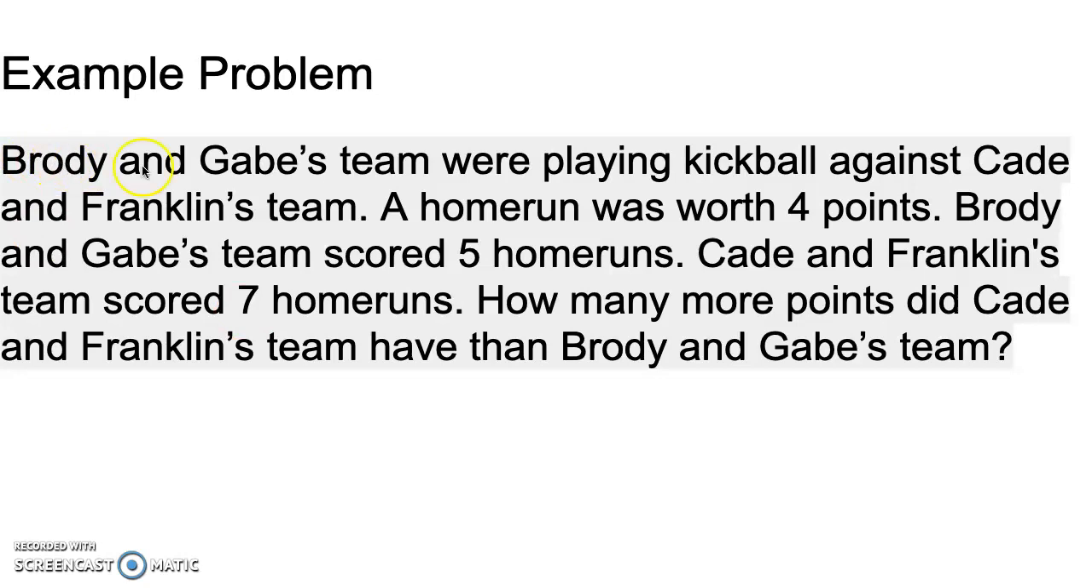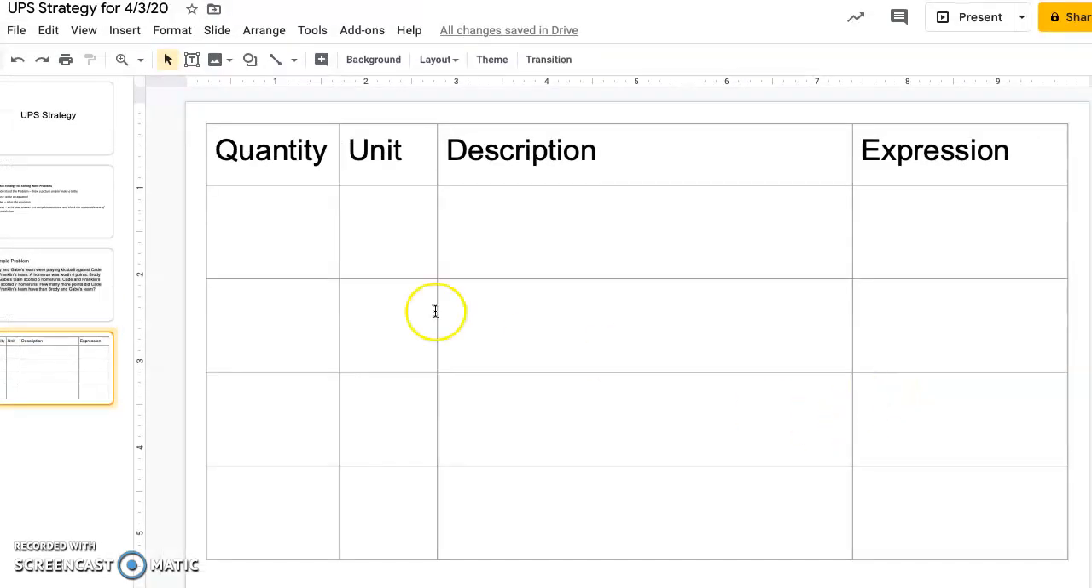So here's our example problem that we're going to do today. It says Brody and Gabe's team were playing kickball against Cade and Franklin's team. A home run was worth 4 points. Brody and Gabe's team scored 5 home runs. Cade and Franklin's team scored 7 home runs. How many more points did Cade and Franklin's team have than Brody and Gabe's team? So here's where we're going to go, and we're going to fill this out together.